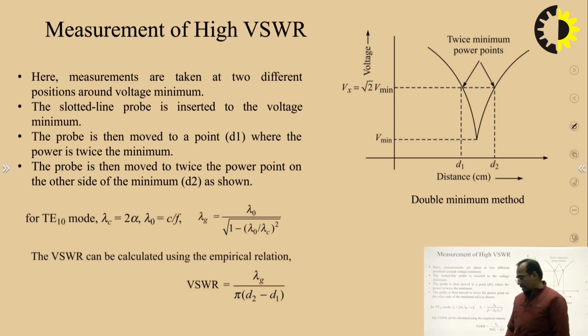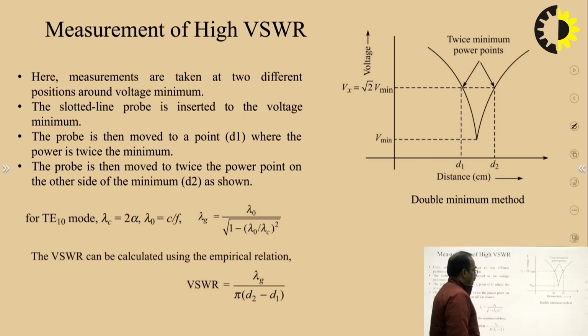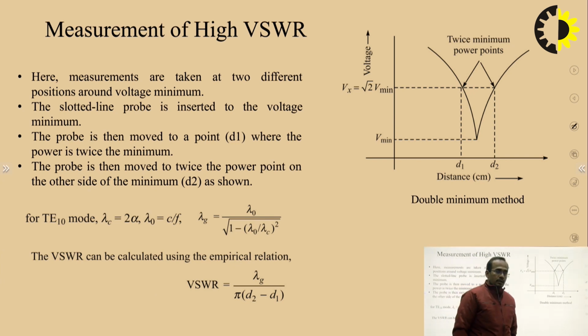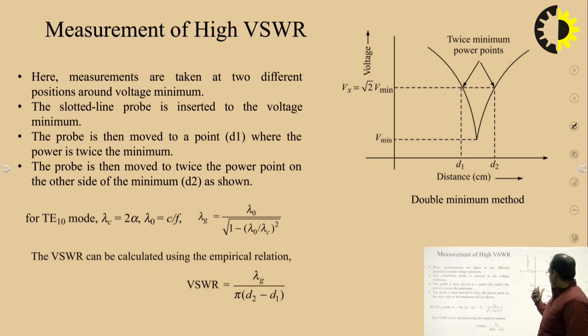From this figure it is clear that at distance d1 and d2 we are getting the minimum power point. At V minimum we are getting the maximum power point. So at distance d1 and d2, that is the double minimum method. By using this method we can calculate the VSWR, where d2 minus d1 is nothing but d.